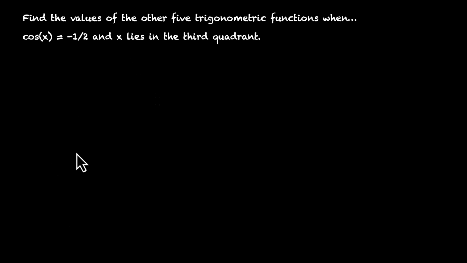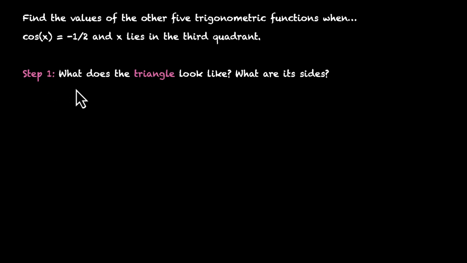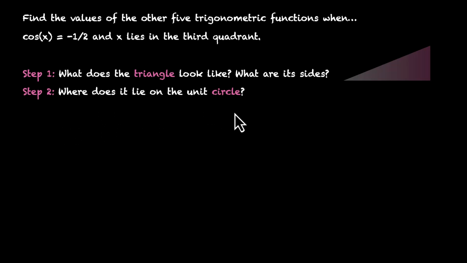Here's a step-by-step way of thinking about it. The first step is figuring out the triangle. What does the triangle look like? What are the sides? Think about cos x equals half. Forget the negative sign. What does the triangle look like? That's our step 1. Next is, where does it lie on the unit circle?